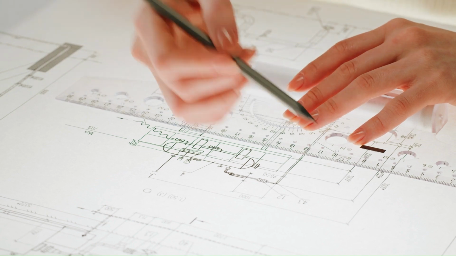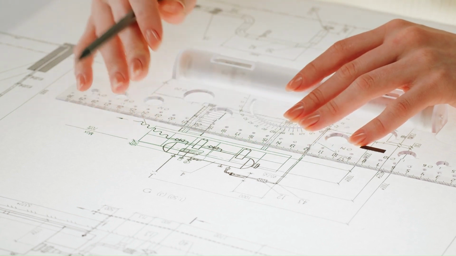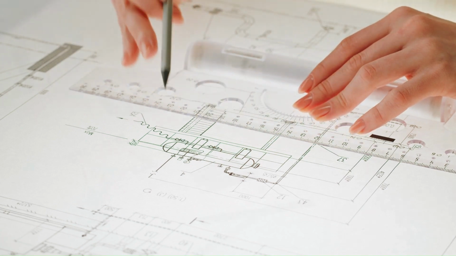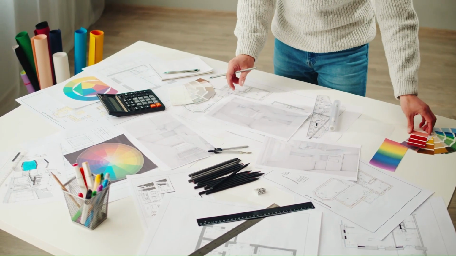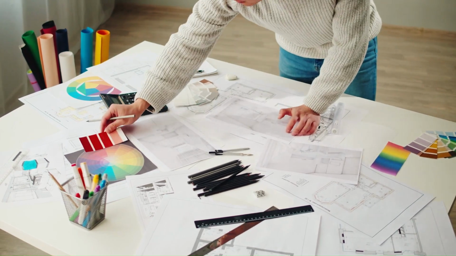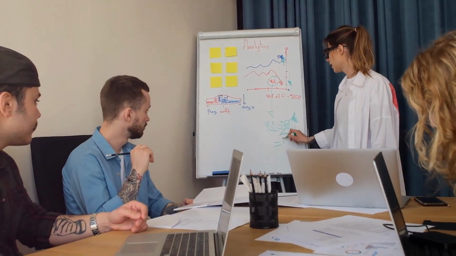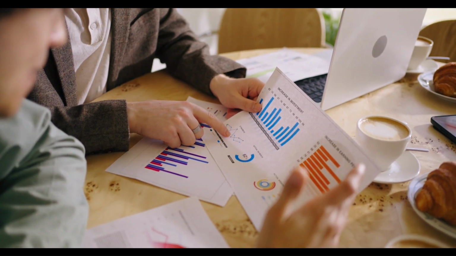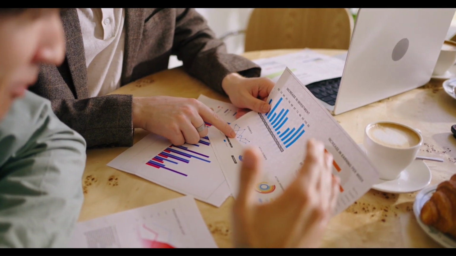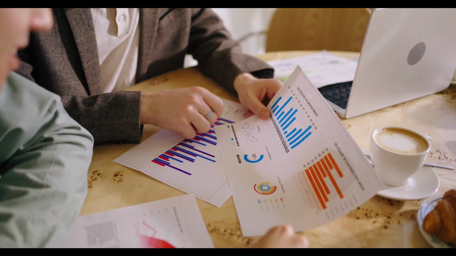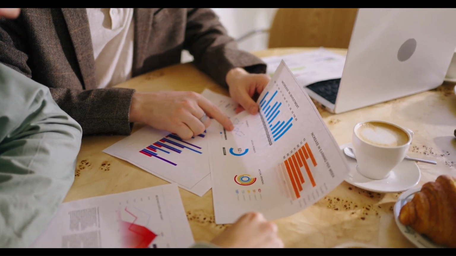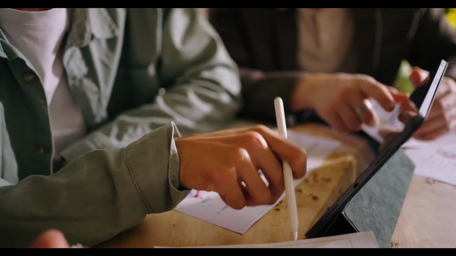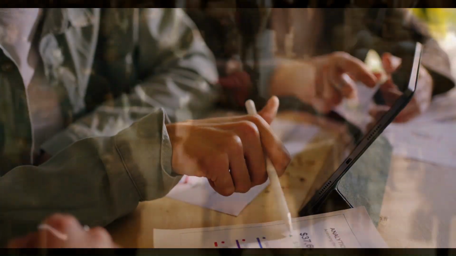You wouldn't build a rocket without a blueprint, would you? The same goes for your research. Your research design is your master plan, outlining how you'll conduct your study, what methods you'll use to collect data, and how you'll analyze that data. This is where you decide whether you need to conduct experiments, surveys, or perhaps analyze existing data sets. A well-designed plan ensures that your research is rigorous, reliable, and ultimately answers your research question.